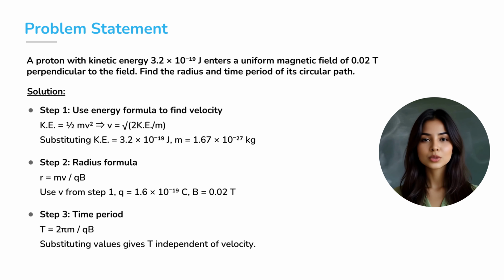Step 2. Use the formula for radius, r equals mv divided by qB. Plug in values, mass of the proton, velocity from step 1, its charge, and the magnetic field. Step 3. Calculate time period using T equals 2 pi m divided by qB. Notice that T doesn't depend on velocity, a unique magnetic feature. These calculations show how we trace particle paths in accelerators and magnetic fields, essential in both research labs and medical imaging.